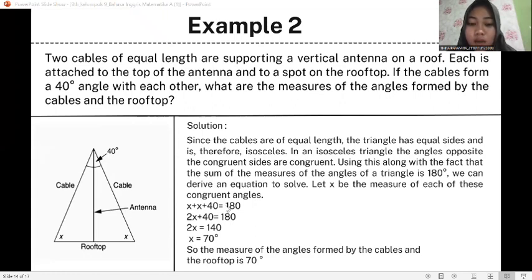So, on both sides we subtract 40. So, 2x equals 140. On both sides we divide by 2. So, x equals 70 degrees. So, the measure of the angles formed by the cables and the rooftop is 70 degrees.